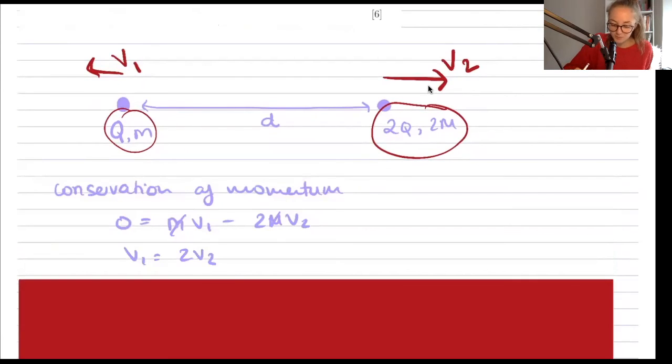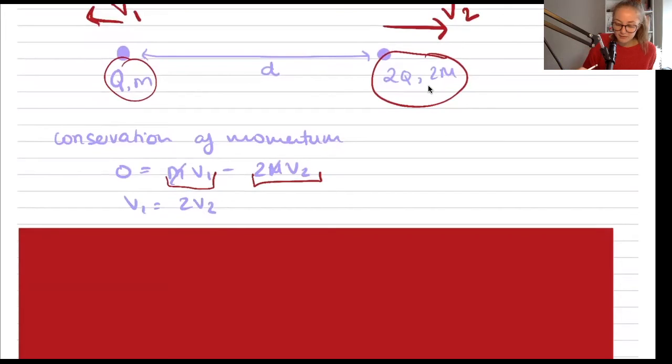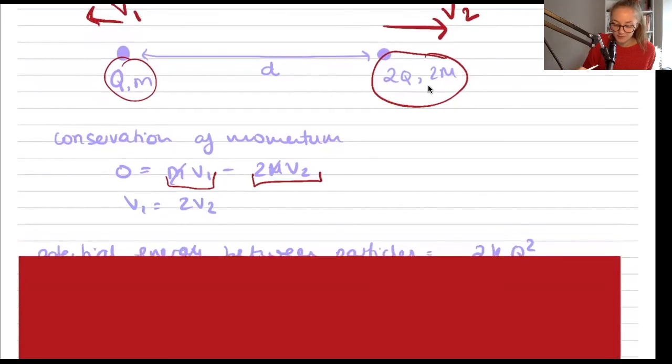So the first thing that we want to do is look at conservation of momentum. So the momentum before is 0 because they were both still. And then the momentum afterwards, they're moving in opposite directions. So we have mV1 minus 2mV2. And then that gives us an expression for V1 in terms of V2.